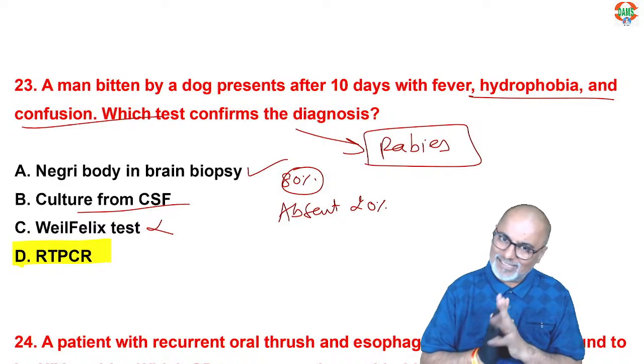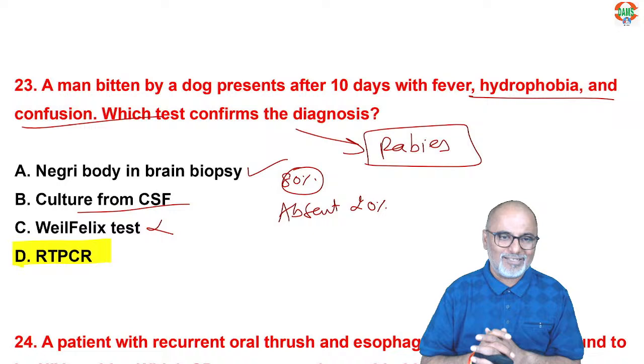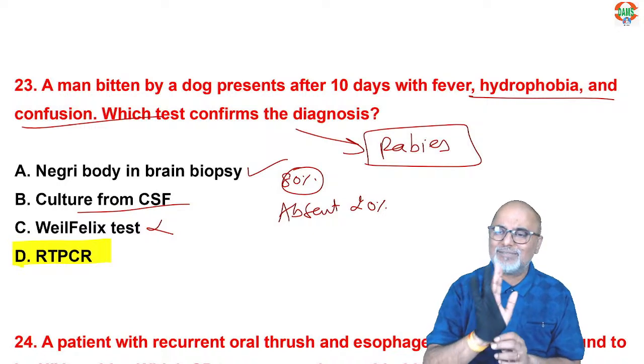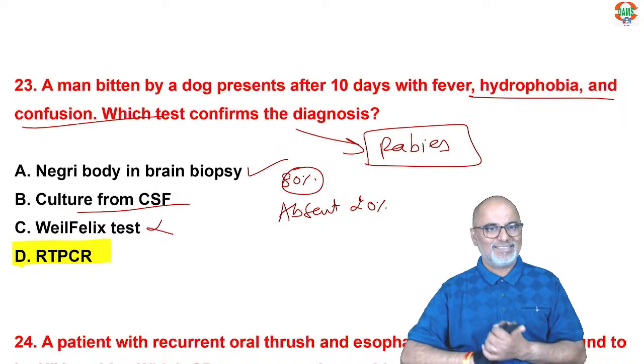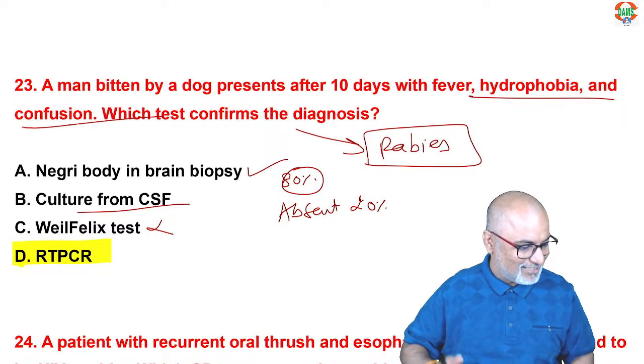Negri is a good test. I will not say no, but it is not 100% foolproof. It is absent in 20% of people, Negri bodies. So I can go for RT-PCR as the superior test. Nowadays the best test is RT-PCR. That is the best test. Got it? Right.